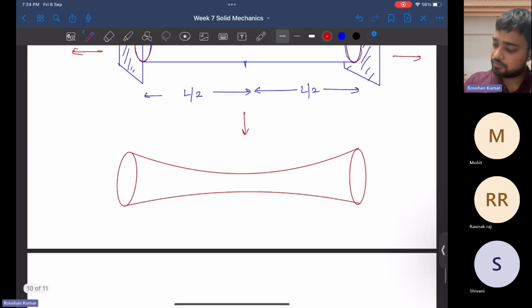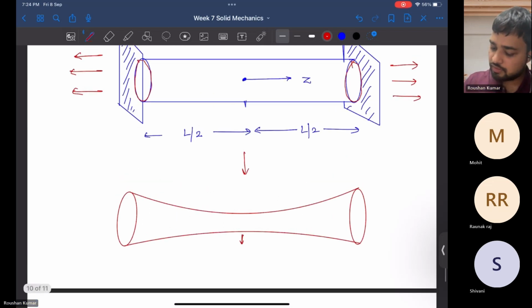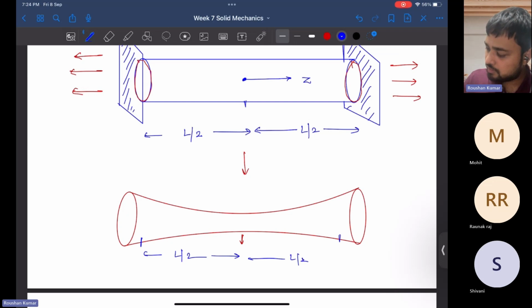So after deformation, because it's now stretched, the original figure is of this length. Suppose this is L by 2 initially, the overall length of the cylinder is L, and after deformation it has gained some length from both directions, from both the ends. So it is nothing but the displacement delta, or we say it is the prescribed displacement.